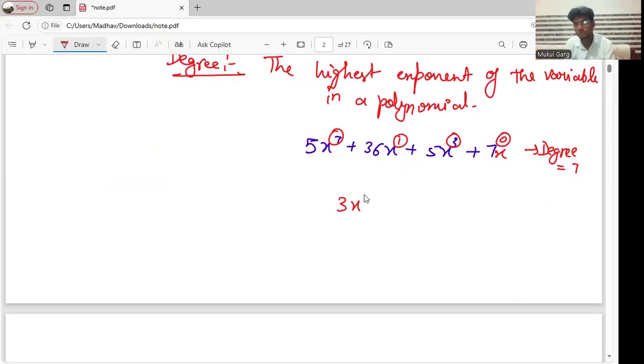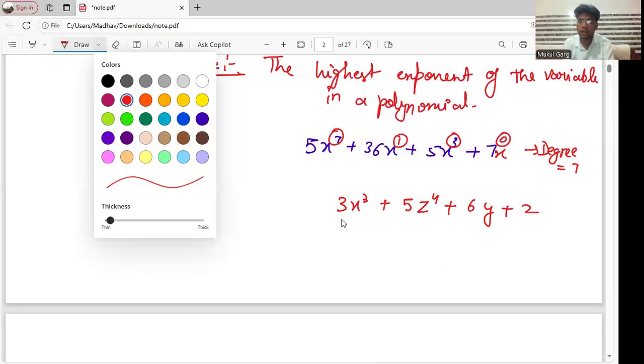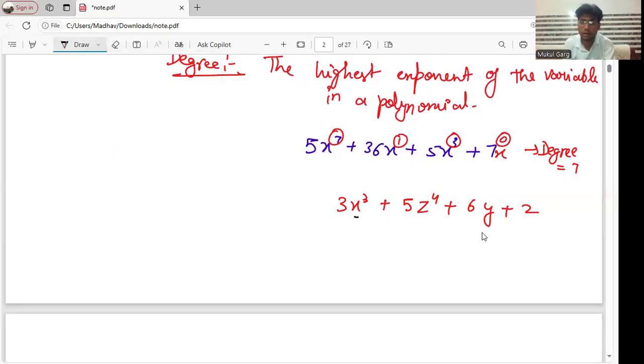Another example. 3x cube plus 5z to the raised power 4 plus 6y plus 2. Again, we just need to check the highest power of the variable. See, there is no limit on the number of variables, variable तो कुछ भी हो सकता है. We just need to check the highest power. Here you can see 4 is the highest power, so degree of this polynomial is 4.